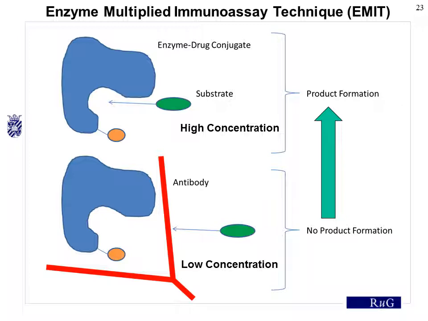formed. If now you have a lot of drug in your sample, a high concentration, then the antibody will bind to the free drug and cannot bind to the enzyme-drug conjugate. So the active site is open and product is formed. That means a high concentration of your ligand in the sample will lead to a lot of product formation. If there's a low concentration in your sample, then the antibody will bind to the enzyme-drug conjugate and block the active site, so no product is formed and there will be a low signal.